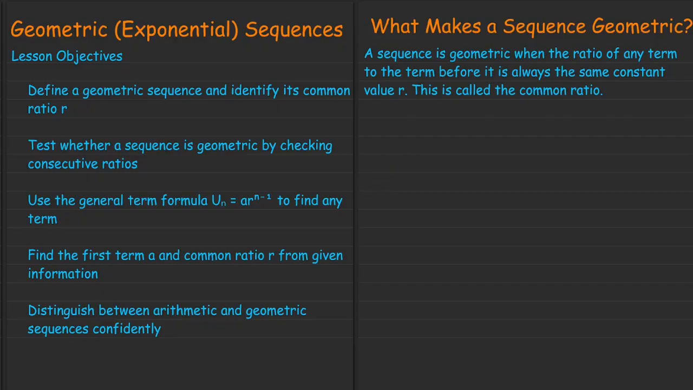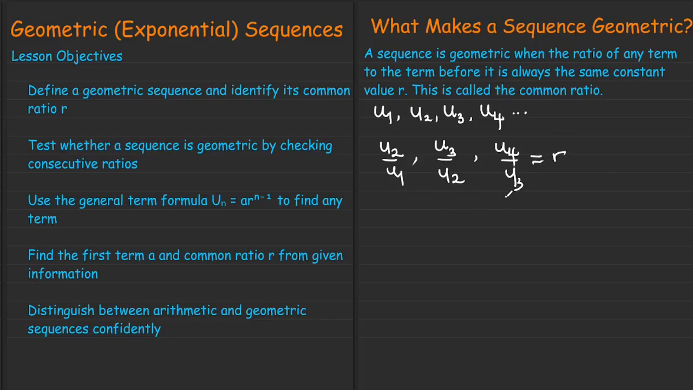How do you find the common ratio? Let's say you have a sequence U1, U2, U3, and U4, which continues indefinitely. Then to test whether or not a sequence is a geometric one, you are going to divide U2 by U1. If the answer we get is the same as dividing U3 by U2, which is also the same as dividing U4 by U3, where we call it R, then we say it is a geometric sequence.